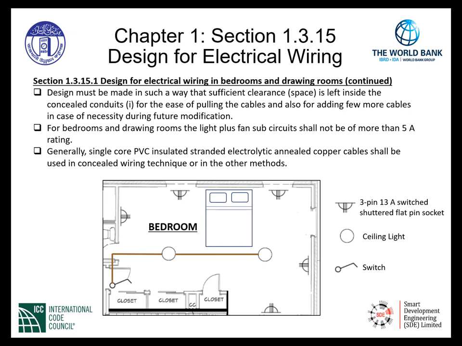As we can see, we have a bedroom that has been laid out with a light switch at the room entry door. The switch controls 2 ceiling lights as designed for this room. Additionally, we have 3-pin 13 amp switched shuttered flat pin sockets located around the room. There is a bed indicated between 2 windows, and we have our switched flat pin sockets on either side of the bed for utilization equipment such as clocks and other various things that may be plugged into the sockets.